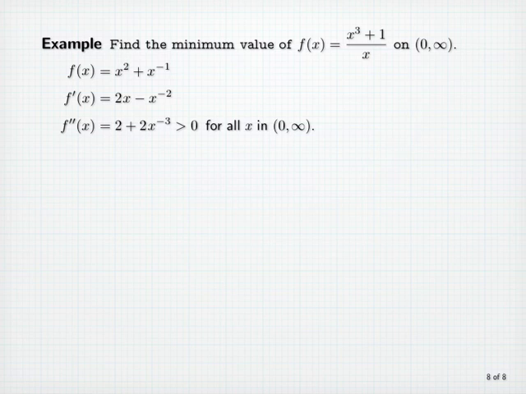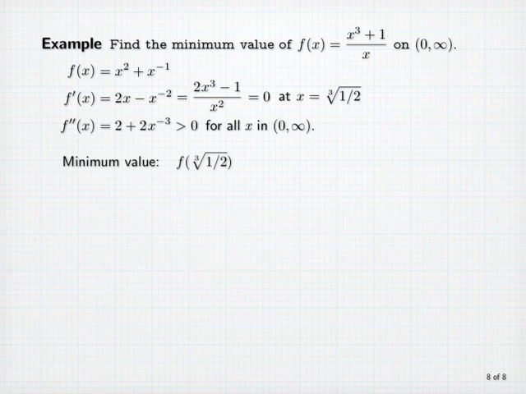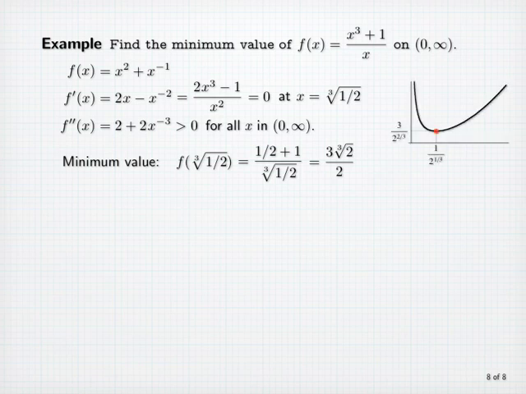So let's look for the critical numbers. Let's rewrite f prime of x as 2x cubed minus 1 over x squared, making it easy to see that f prime of x is equal to 0 when x is equal to the cube root of 1/2. Therefore, the minimum value of our function on our interval 0 to infinity is f of the cube root of 1/2, which is 1/2 plus 1 over the cube root of 1/2, or 3 times the cube root of 2 over 2. Now let's have a look at the graph of the function. Here it is. Notice the minimum value occurring at 1 over the cube root of 2.